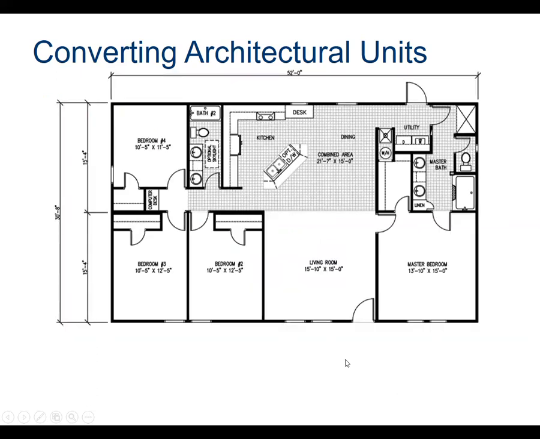All right, so here's kind of what we're going to be doing later, where we have this architectural drawing of the floor plan, and we got to convert these measurements that they use in their plan to decimal form so that we can then multiply them. So what are the dimensions of bedroom number 3? Well, it's 10 feet 5 inches by 12 feet 5 inches. See if we got that right. Yeah, we did.